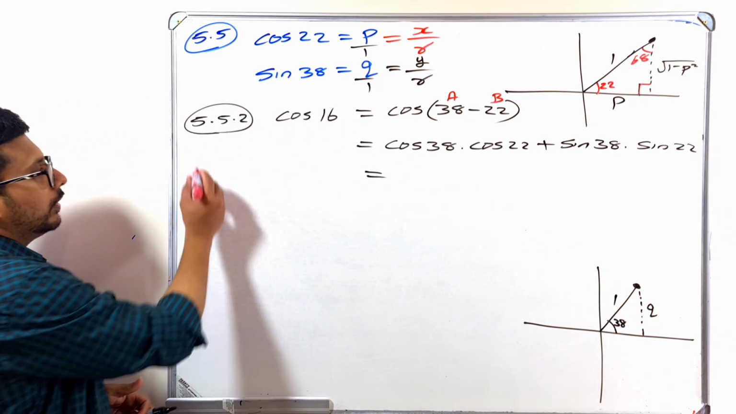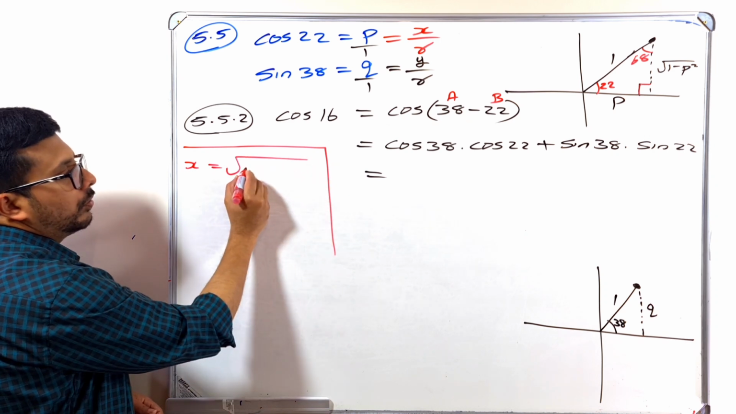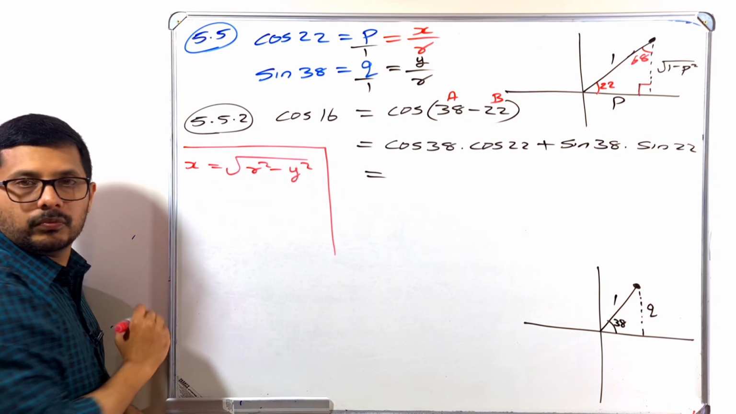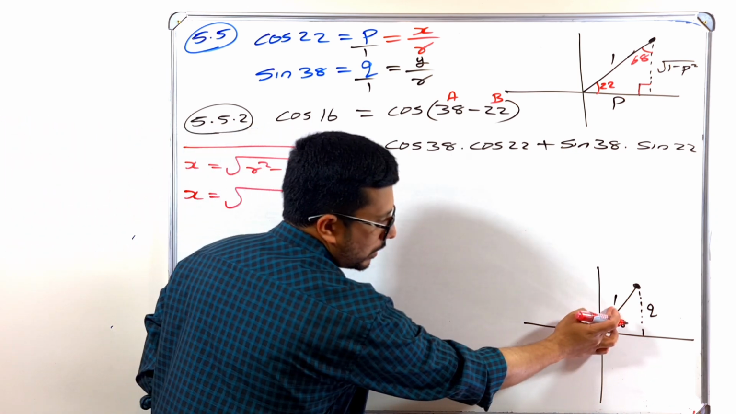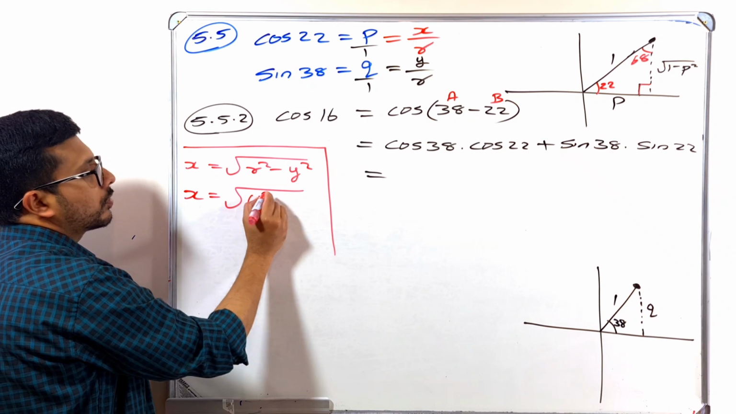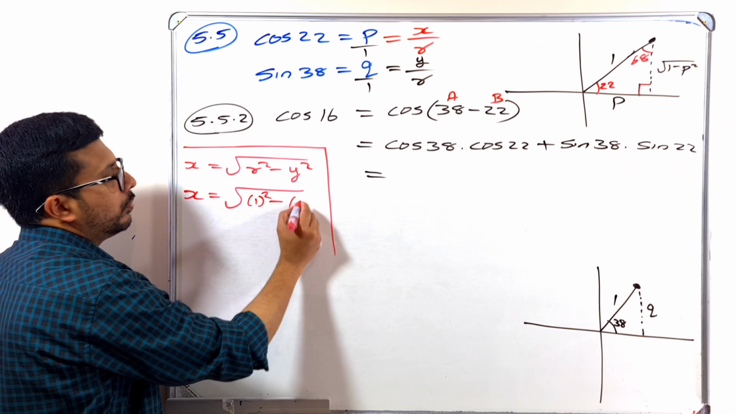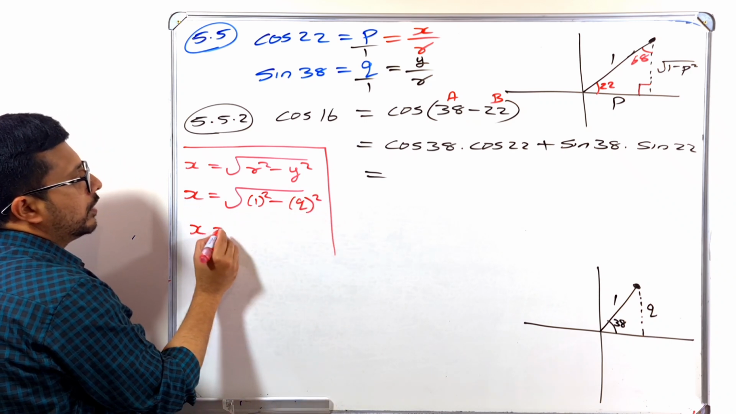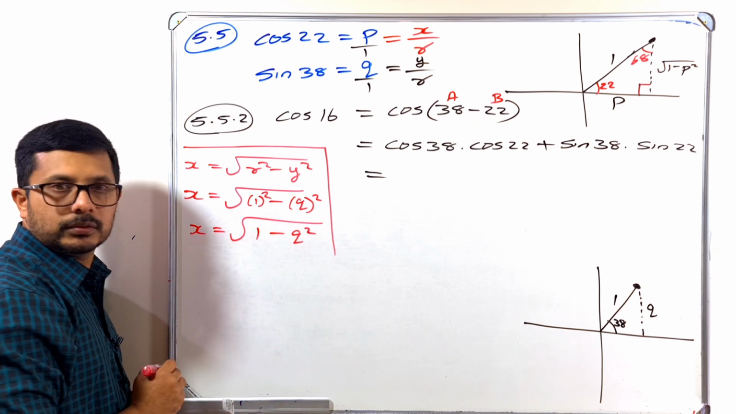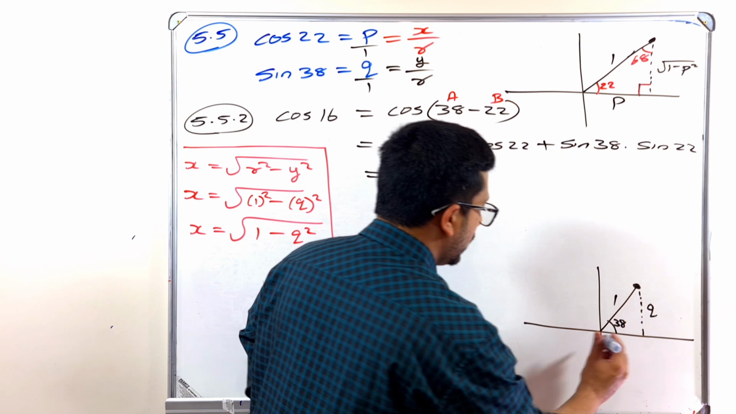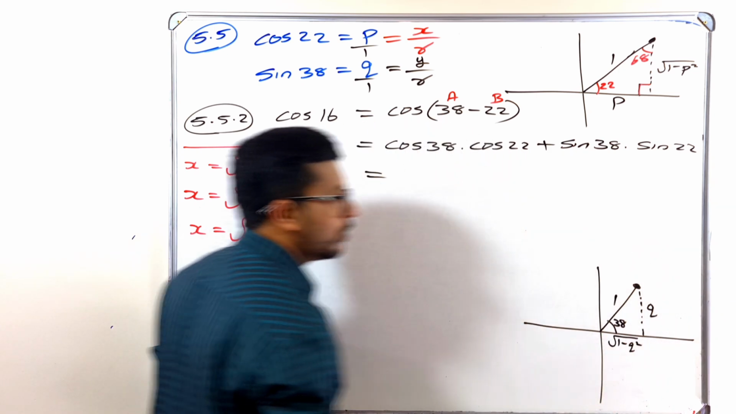Let me write it here. The x value, x is equal to, what is the formula? Root of r square minus y square. In our case r is 1, so r square is 1 square, minus y square, and y is q, so q square. So x is equal to root of 1 square, which is 1, minus q square. So the x value is root of 1 minus q square.